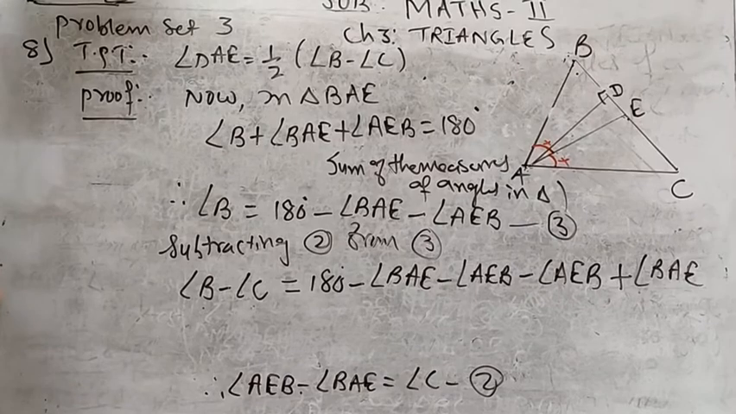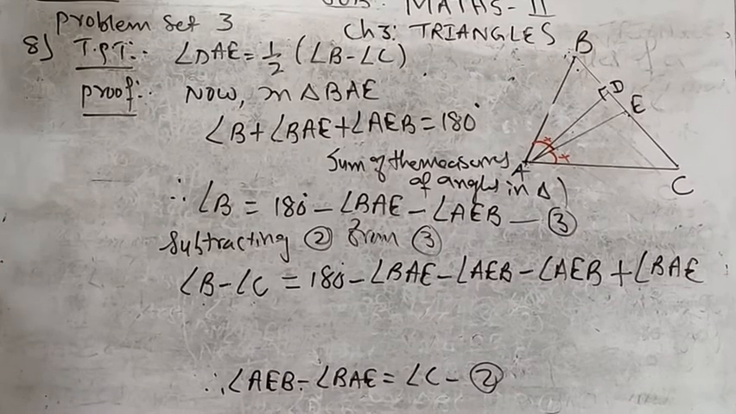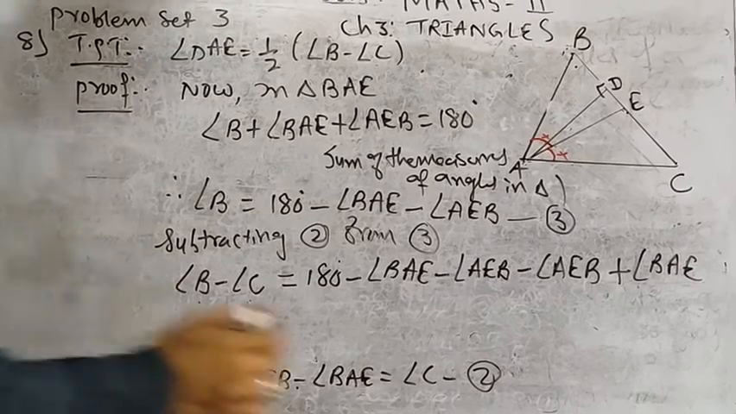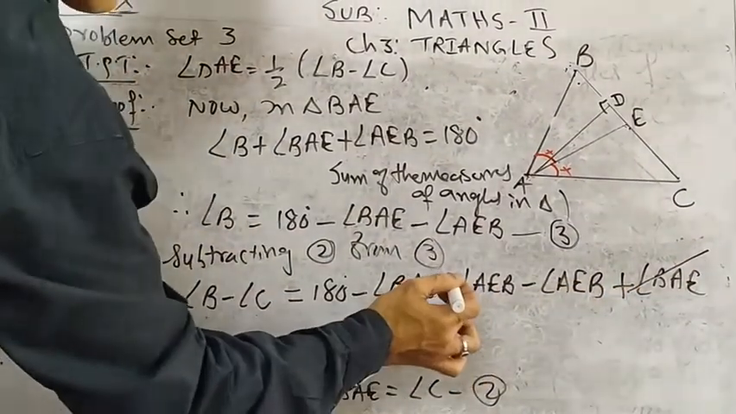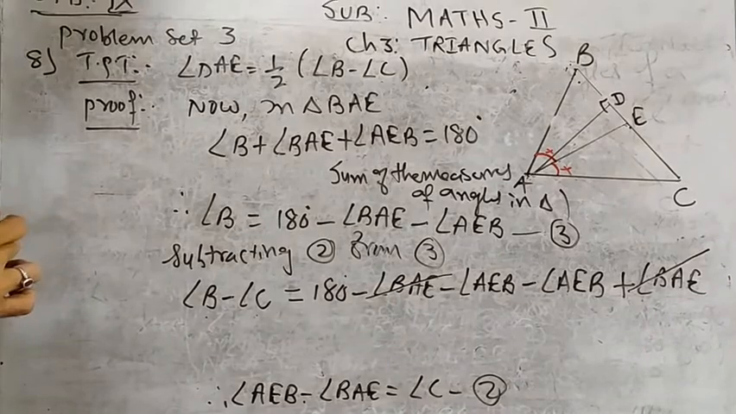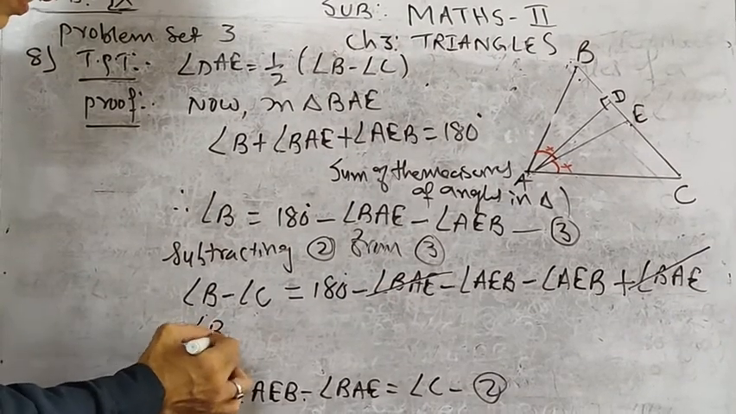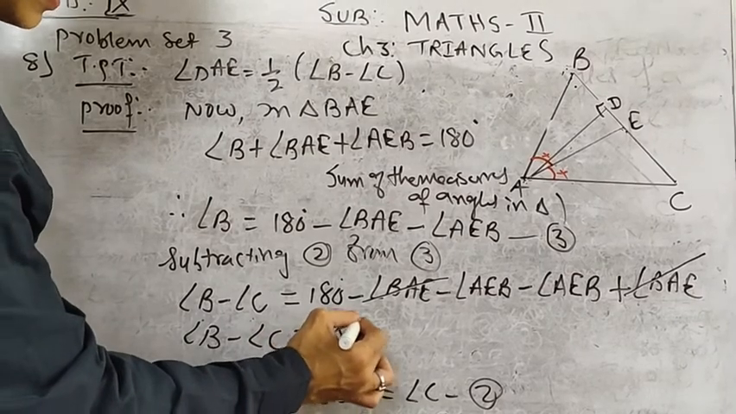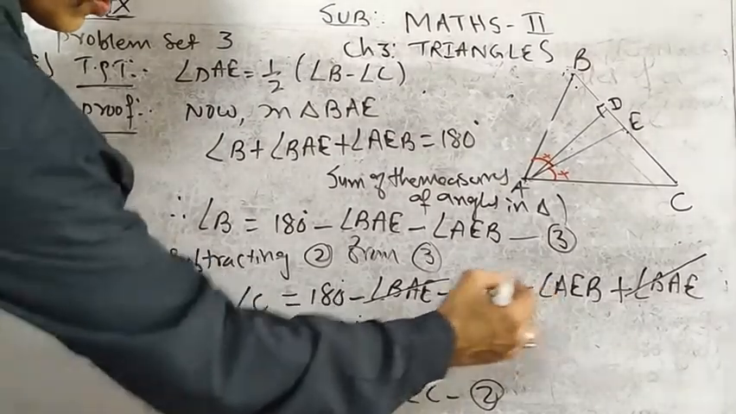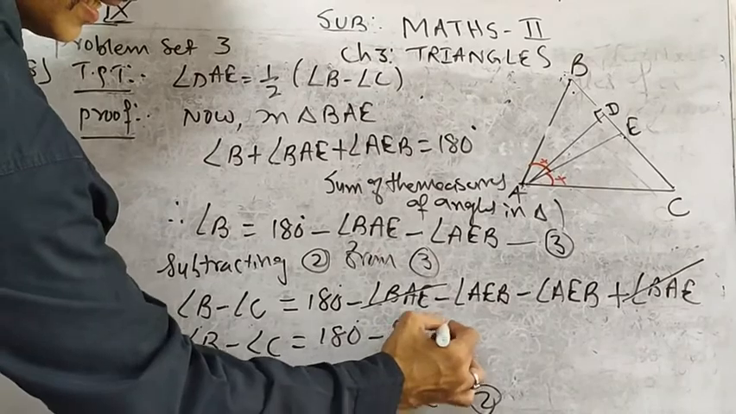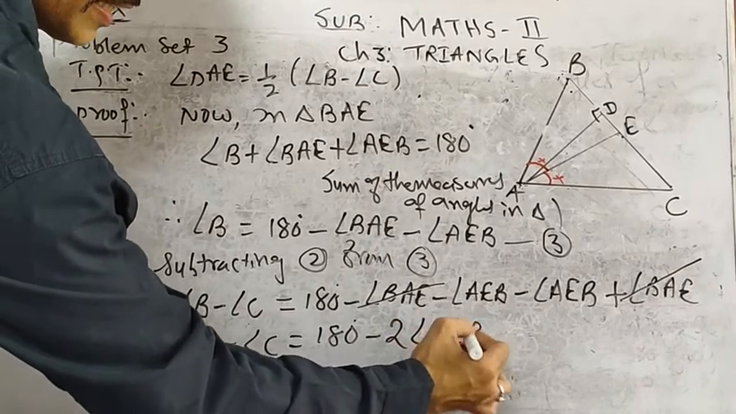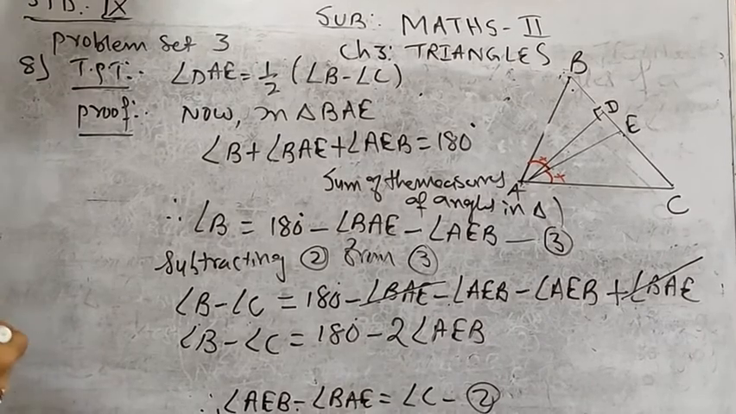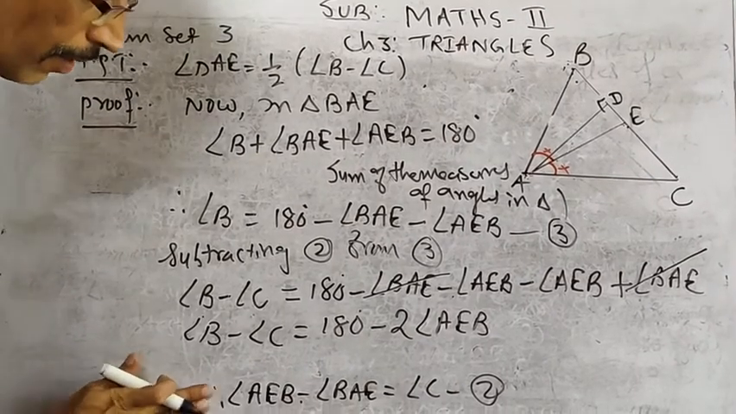Now what will you get? What will get cancelled? Plus BAE and minus BAE will cancel. So you will get angle B minus angle C is equal to 180 degree minus 2 angle AEB. 1 plus 1 is 2, so minus 2 angle AEB. Okay, this I will rub now.